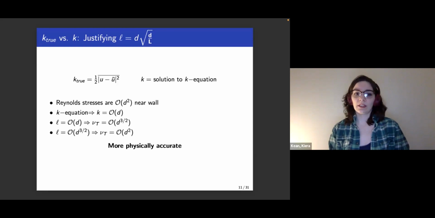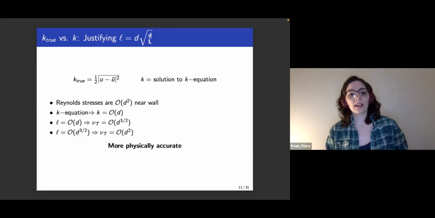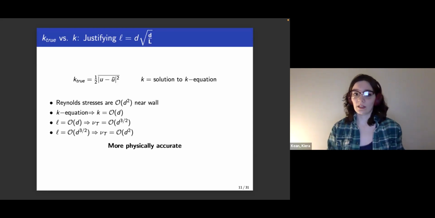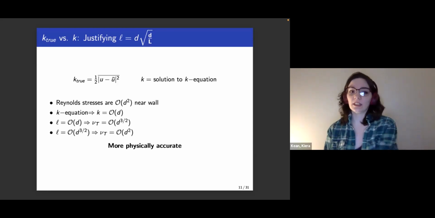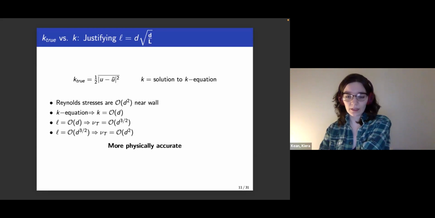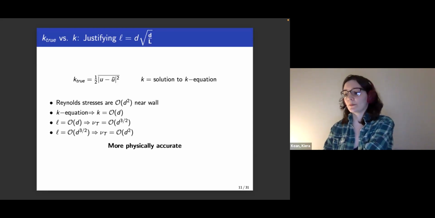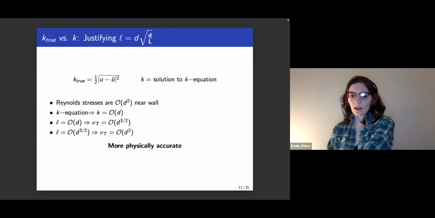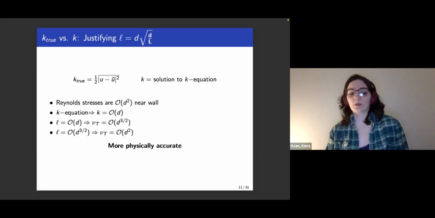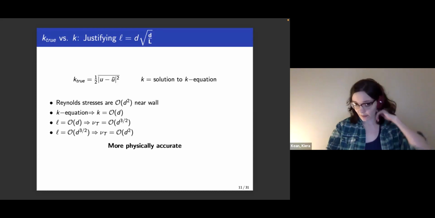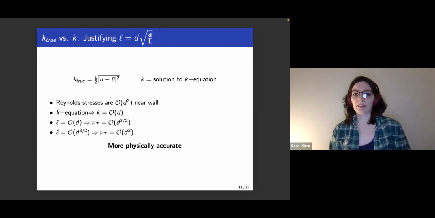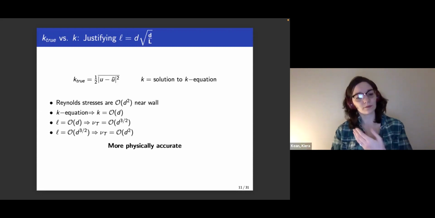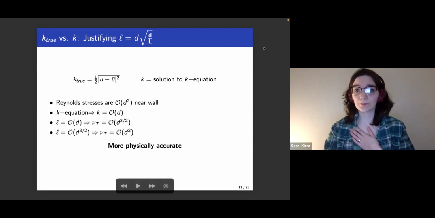So if L is order d, then nu t, which should be order d squared, will be d to the 3/2. L order d, d to the 3/2, and we should see that nu t will be order d squared. So this is more physically accurate, and our hope is that this would reflect in capturing this accurate long time energy dissipation.